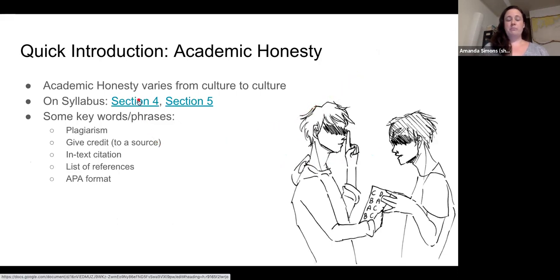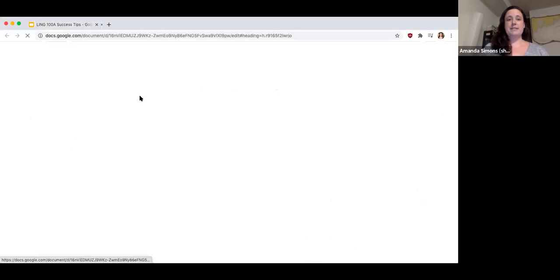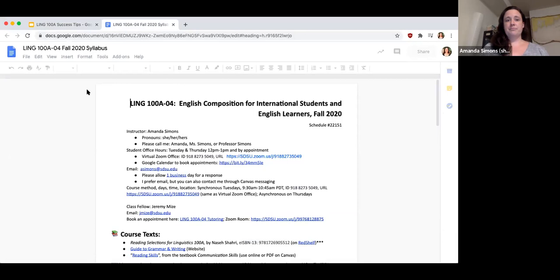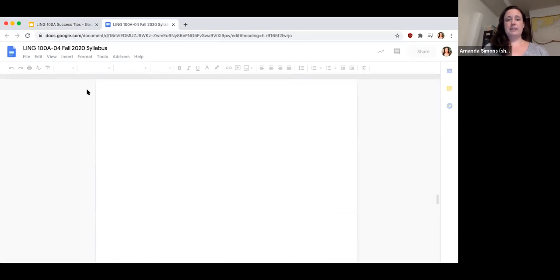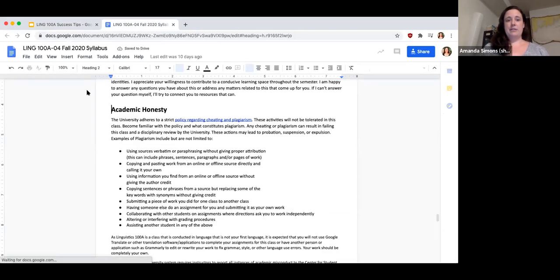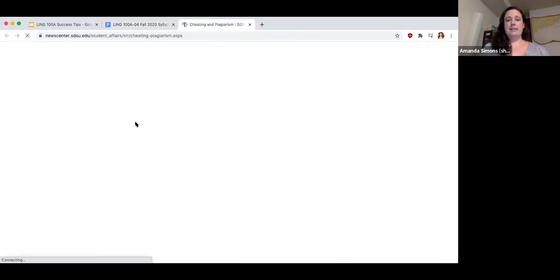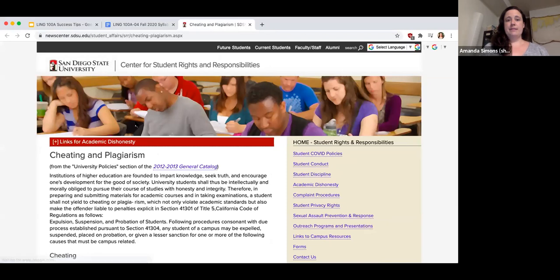And one important place that you can learn more about San Diego State University's policies on academic honesty is from the syllabus. So if you see, I just clicked right there and it'll take you to the section in the syllabus on academic honesty. And you can see that there is a link to the Center for Student Rights and Responsibilities and their policy on cheating and plagiarism.